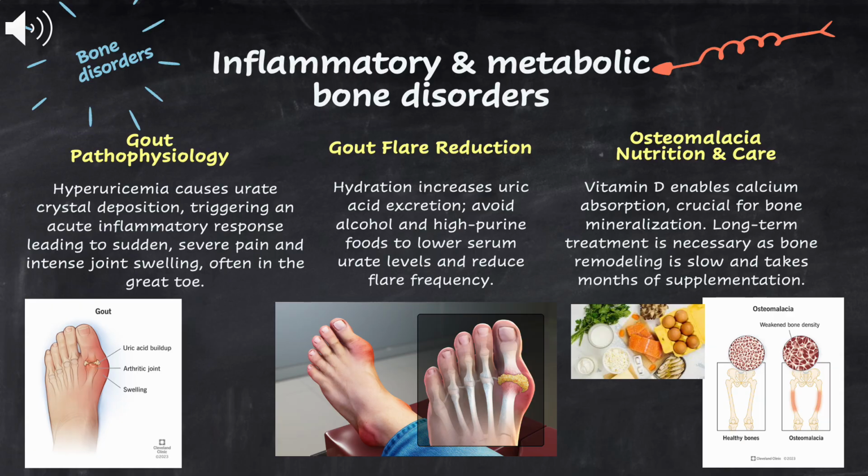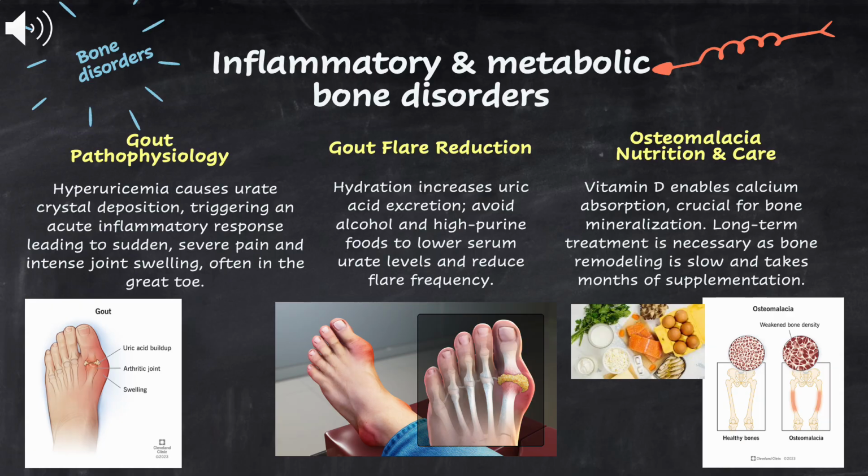Next, gout flare reduction. Long-term management focuses on reducing uric acid levels. Hydration increases renal excretion of uric acid. Patients should avoid alcohol, especially beer, and high purine foods, such as red meat, organ meats, and shellfish. Lifestyle modification plays a major role in preventing recurrence.